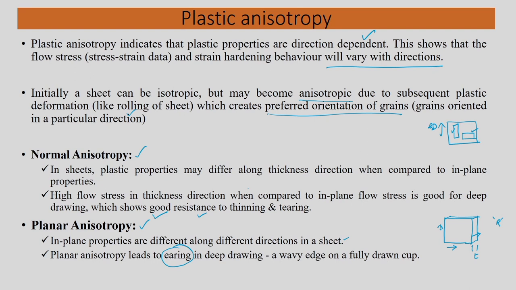in deep drawing. What is earing? Earing is nothing but a wavy edge on a fully drawn cup. Suppose you have a cup which is fully drawn like this, okay. So, you may have some waviness like this. So, this is actually called earing. This earing is actually controlled by this planar anisotropy. So, one should be careful about these properties, okay. One is good, one is actually not good for sheet forming operation, specifically when you speak about deep drawing.